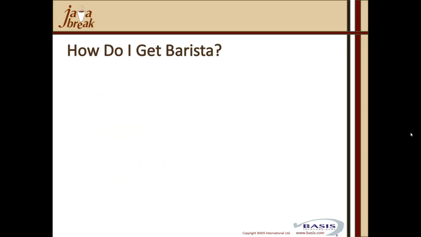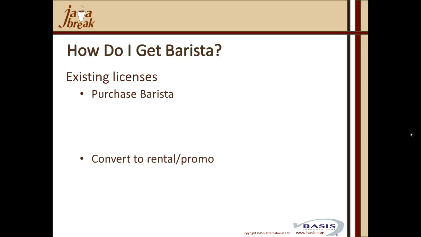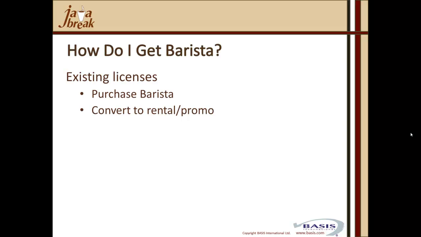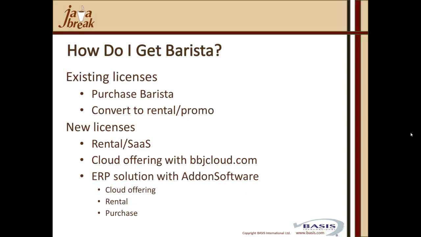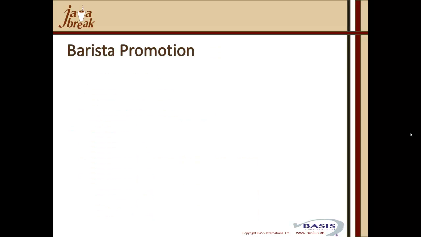So the question you may be asking yourself is, how do I get Barista and how do I take advantage of this option? Well, for existing licenses, you generally need to purchase Barista. Or you can choose to convert to the rental promo option that we have available. For new licenses, you can do rental, software as a service, or you could go to the cloud offering with bbjcloud.com, for example, as a third party. Or if you were considering utilizing Basis's ERP building block solution from add-on software, they have several choices again, a cloud offering, a rental, or an outright purchase.